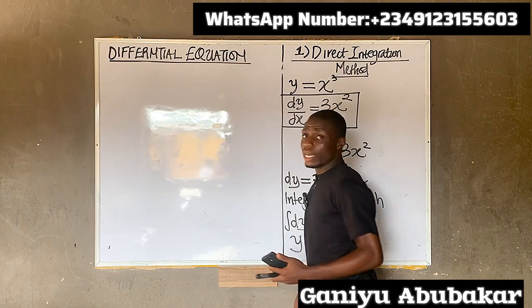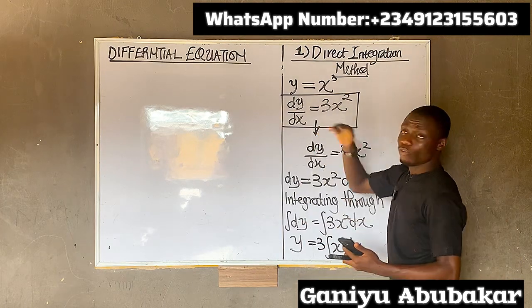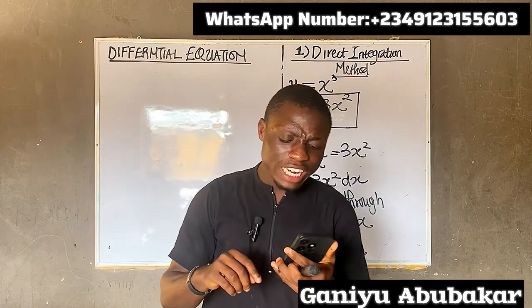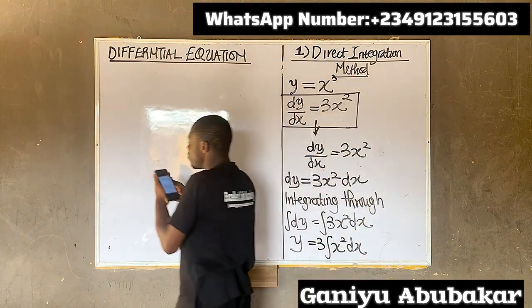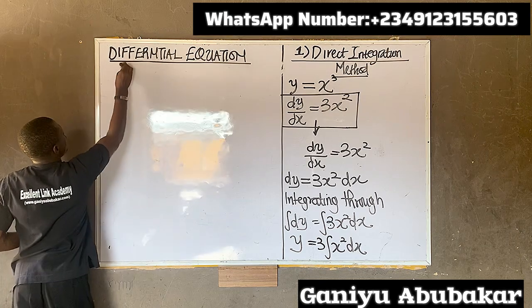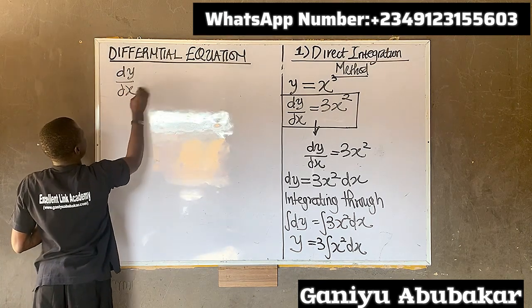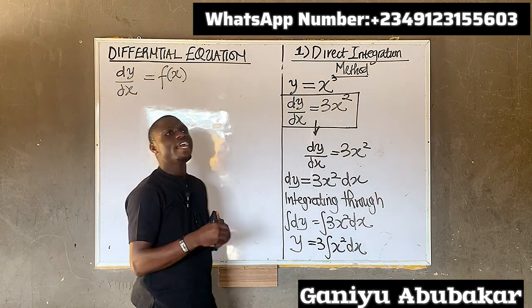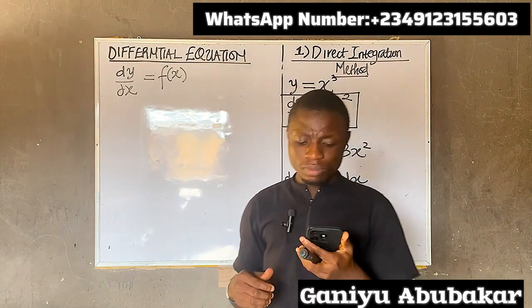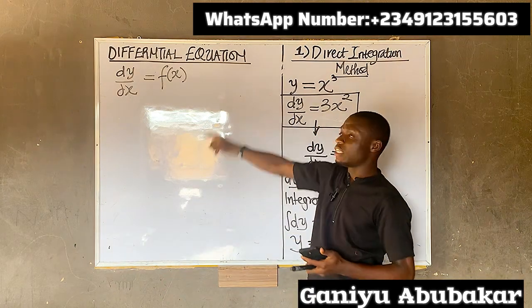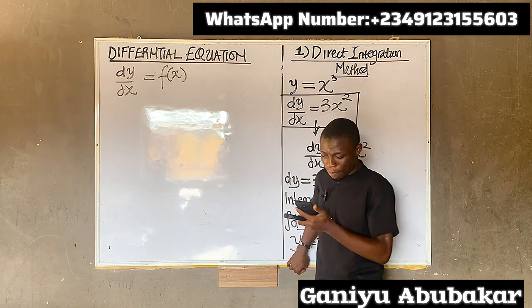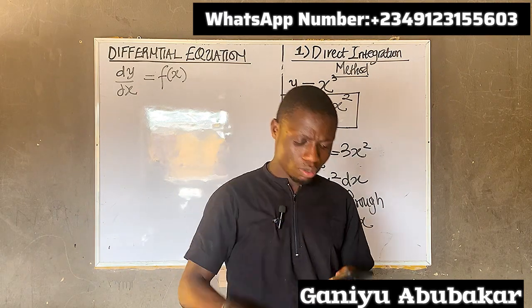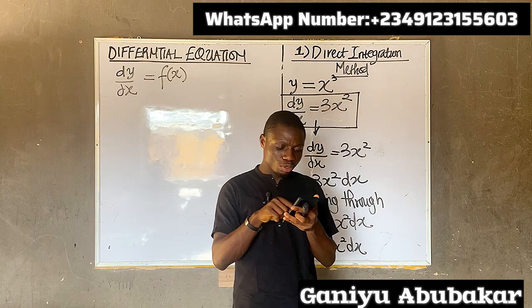Okay, from here, please. Given a differential equation in the form dy over dx is equal to f of x. Now, listen. Please note this in your book.